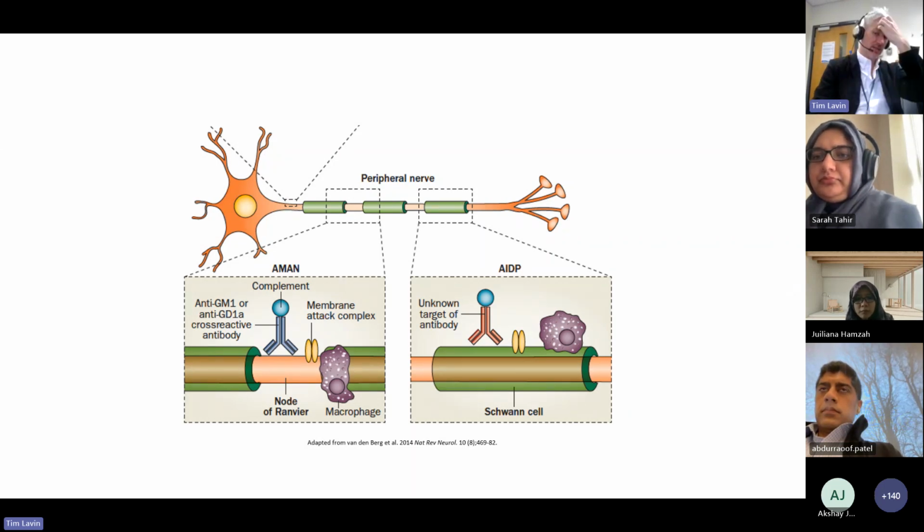So we think it is very relevant. So that's why it differs. The treatment is the same, but the neurophysiology in AMAN and AMSAN looks different. And we think the target of the antibody-mediated, complement-driven inflammation is slightly different. We think the target is the node rather than the myelin segment in between the nodes, which is what's happening in AIDP. So I'm going to mix it up a little bit.